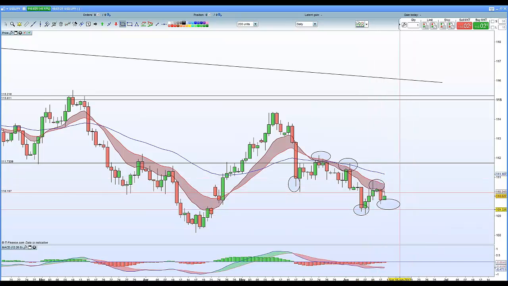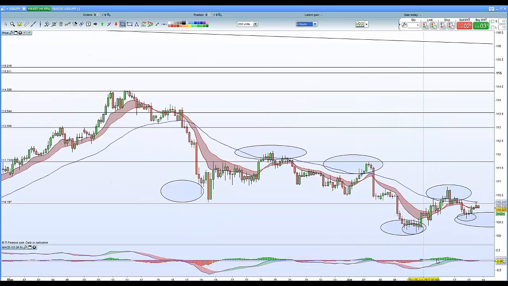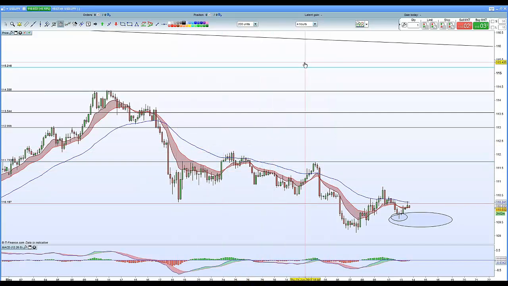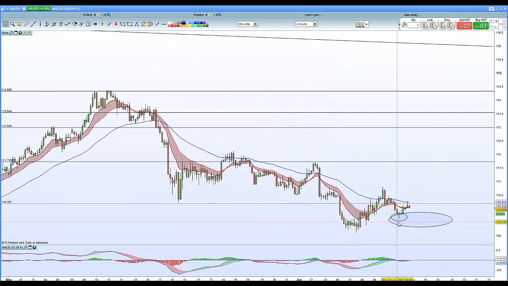Now, this is the key level, this swing I'm looking at, around the 109.50. What I'm trying to establish is, if this is a higher low, then most probably we are making another leg up. But right now, what I have for dollar yen is something like that on the 4-hour chart.